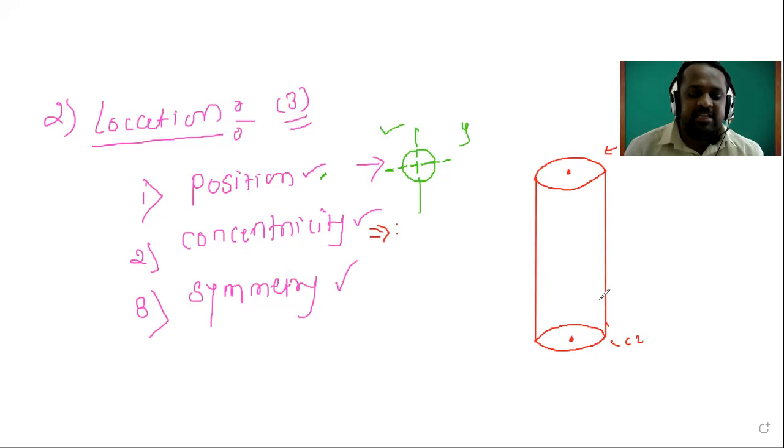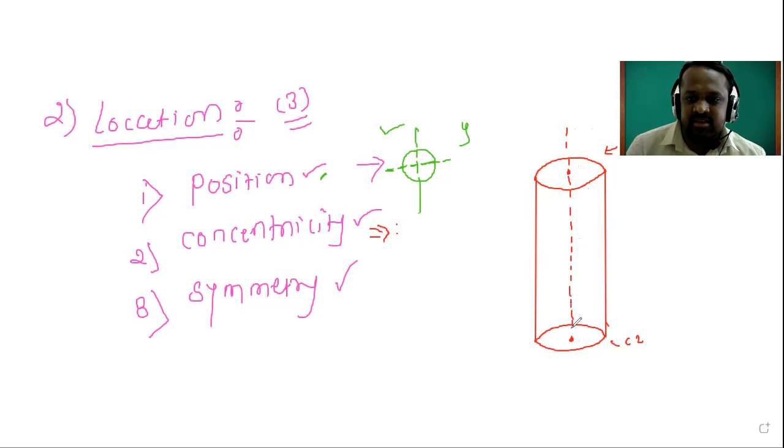Concentricity is nothing but the center of both the circles should be matched. The center of both the circles should be matched. If the centers of both the circles are within the line, then we can call it having concentricity.